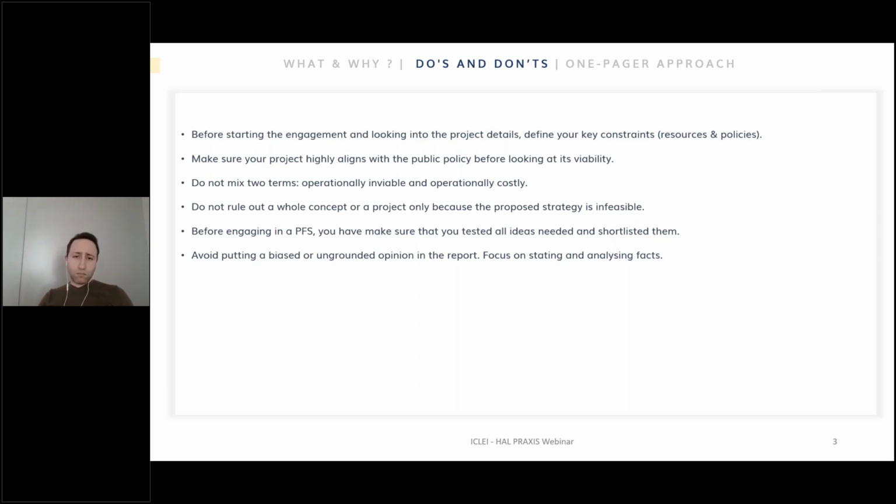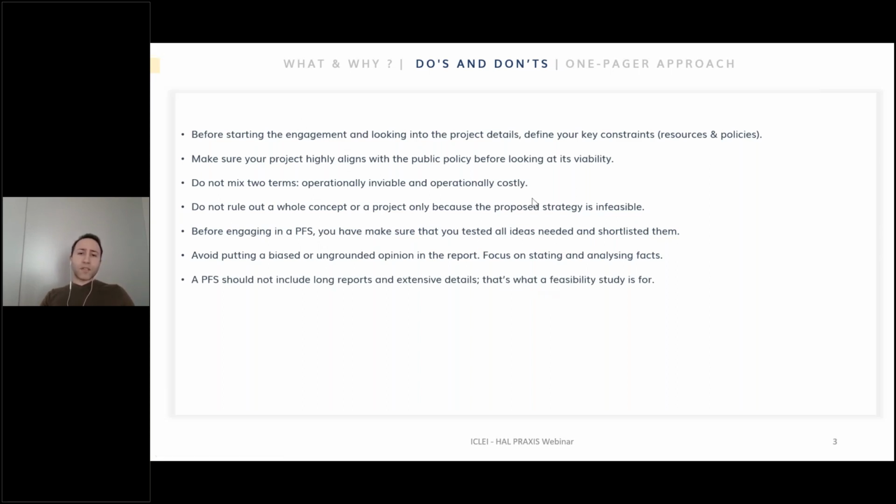Focus on saying, these are the facts that we see in the market, these are the benchmarks, these are the figures, and this is what we should do according to these facts. Don't say we believe, we think. I mean, believe and think as much as you want, that's fine, but you have to ground this with facts. That's another mistake a lot of people make.